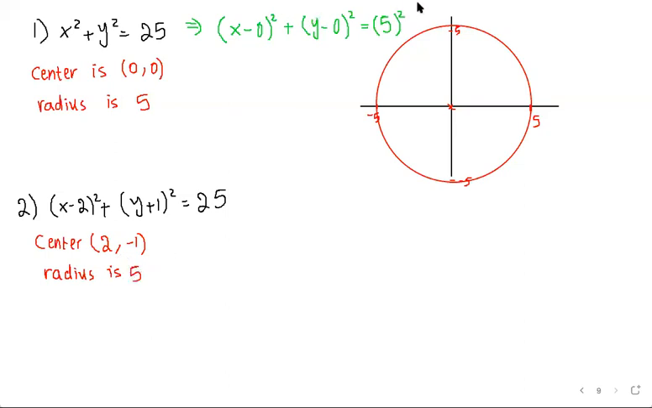Let me write it again. So this actually looks like x minus 2 square plus y minus -1 square equal 5 square. So the +2 and the -1 is the point. The radius is 5. The same thing like before. We draw the line, the xy coordinate.